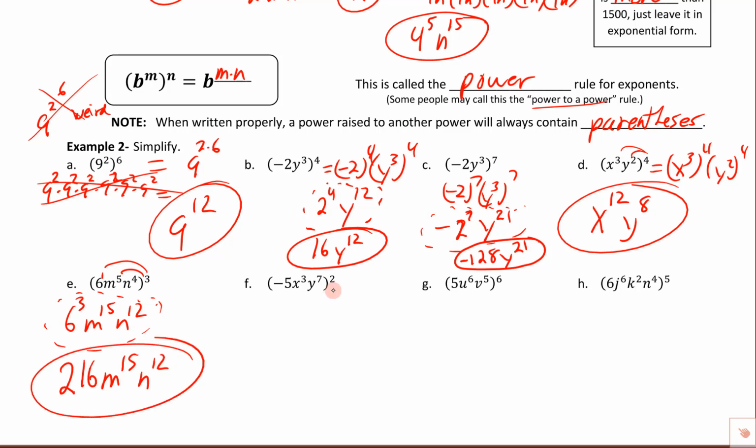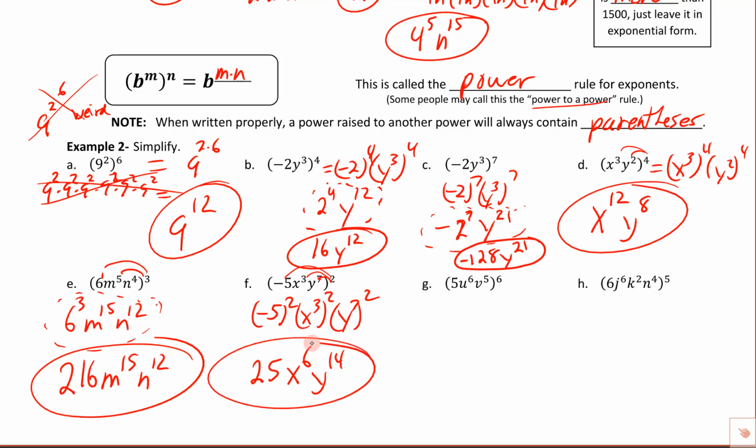And then over here, take a close look at this, negative 5 squared. And then if you want to write these separately, be my guest. If you want to do it like this, negative 5 squared, 2 negatives and 2 5s would make a 25. If you want to multiply here or here, this is going to be x to the 6th. If you want to multiply here or here, this is going to be y to the 14th. So we'll circle that. Done with that problem.